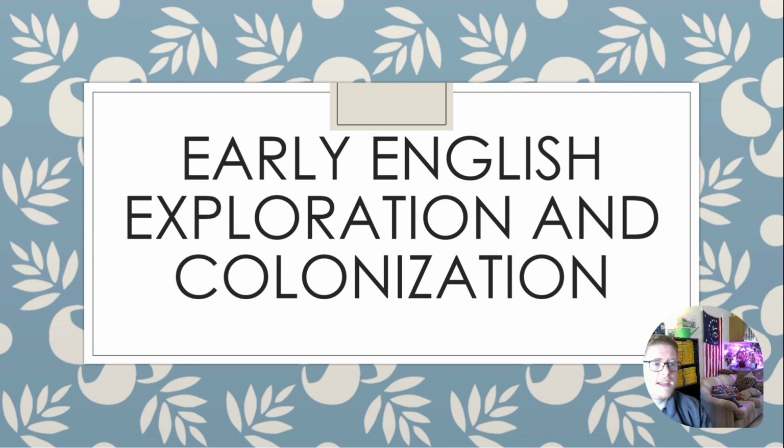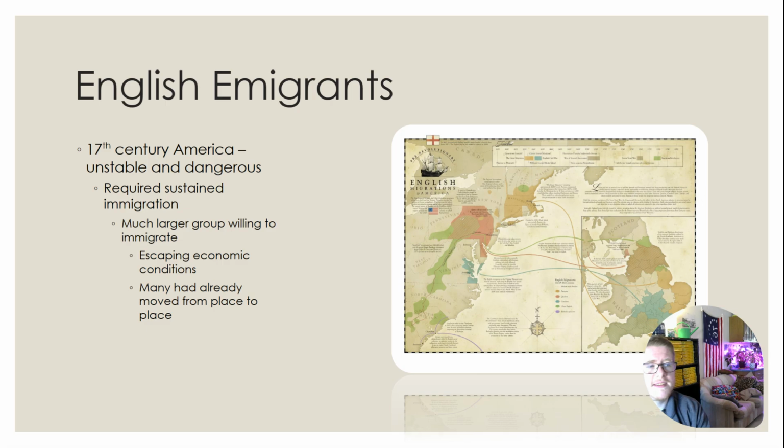Okay, so that's section one. Diving into section two, English immigrants. This is early colonization, so the 17th century, the 1600s. It's pretty unstable and dangerous, and it did require sustained immigration because a lot of people died. So there was a much larger group willing to emigrate, and they're willing to escape economic conditions. Many had already moved from place to place throughout their lives. So what's moving from England to another hemisphere? Not that big of a deal to them because it's giving them the opportunity that they did not have before.